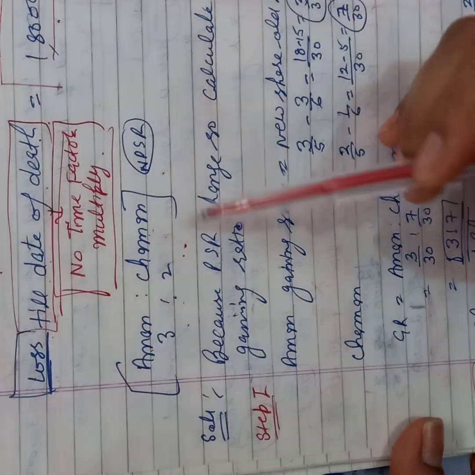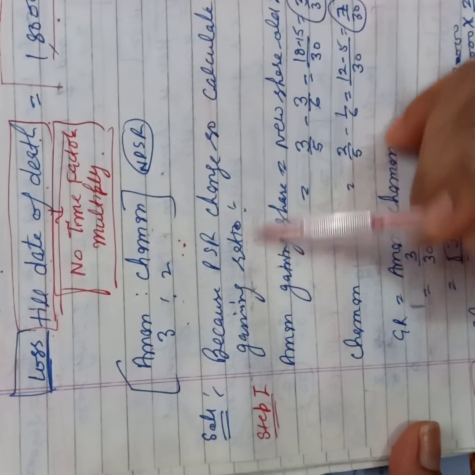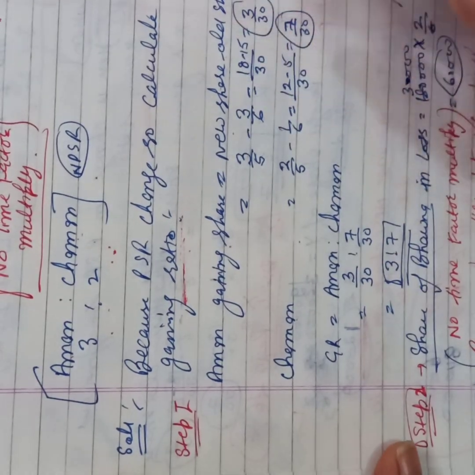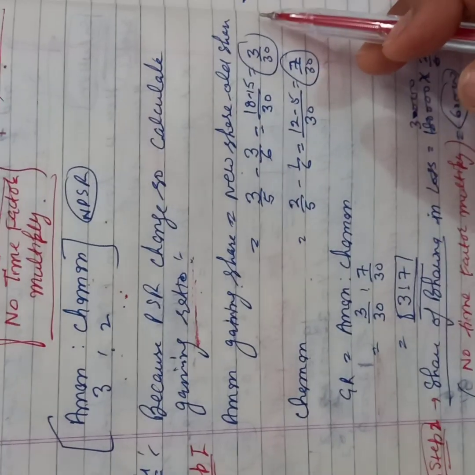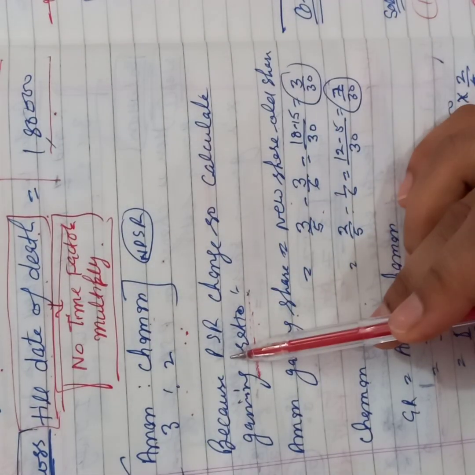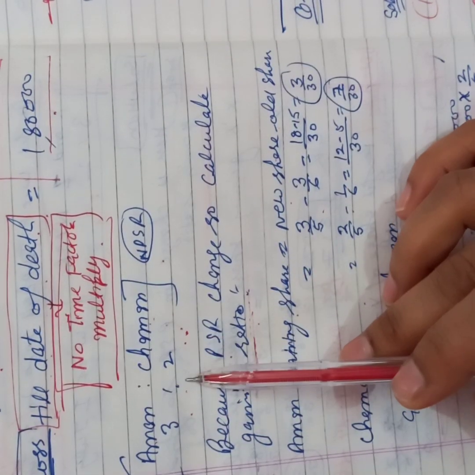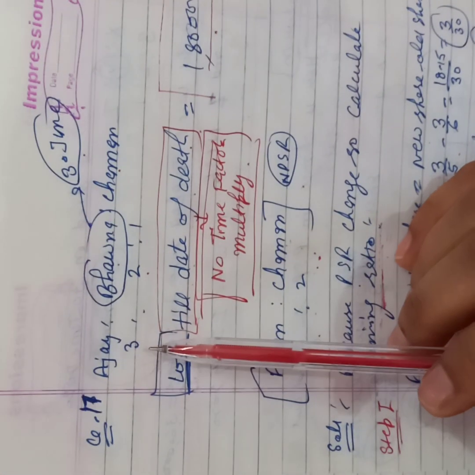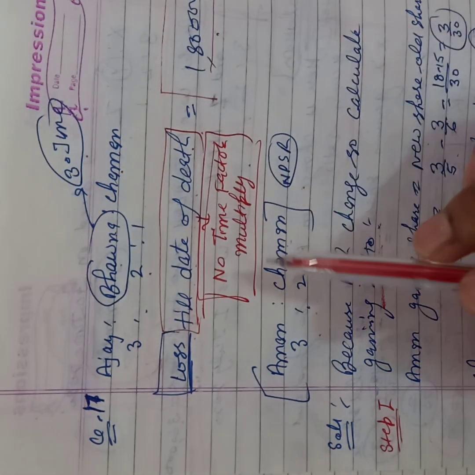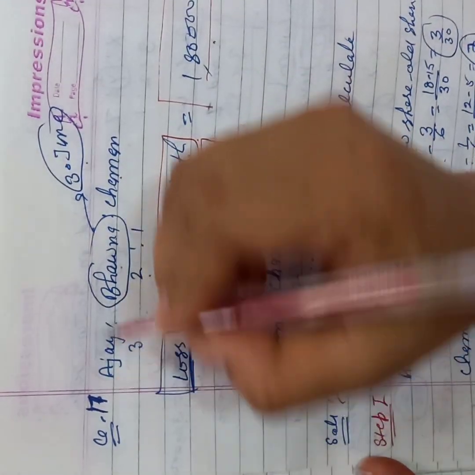First of all, because there is a ratio change, we will find out the gaining ratio. Ajay's gaining share, Chaman's gaining share: new share minus old share. The new share is 3 by 5 and 2 by 5, according to the Ajay and Chaman ratio, and the old ratio is 3 to 1. So Ajay's share, that is Aman.